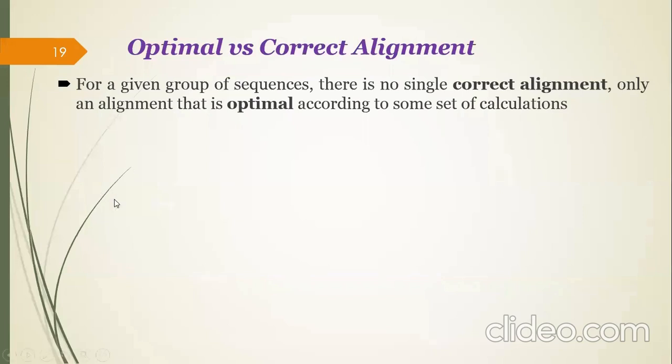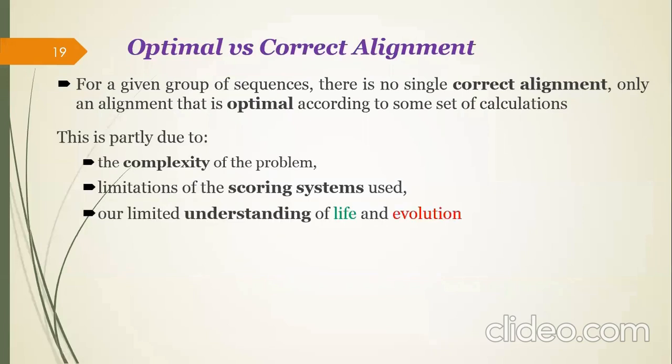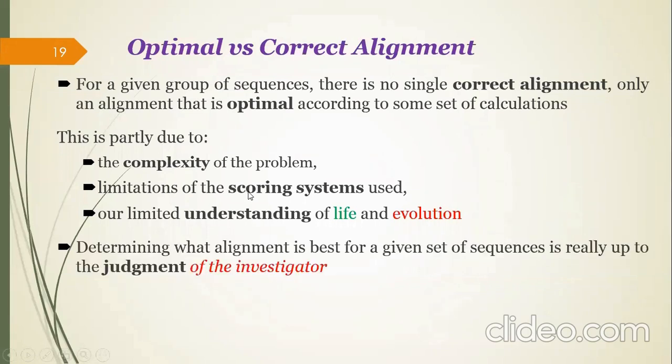And next is, this is partly due to the complexity of the problem. We don't know actually the sequence, like we have a sequence, but we cannot draw the maximum of the information from a sequence because many things we don't know about the basis of those sequences. And the limitation of scoring system, because these scoring systems are man-made systems, therefore we cannot rely more on them, and our limited understanding of life and evolution. So due to these 3 points, we will say this alignment is optimal.